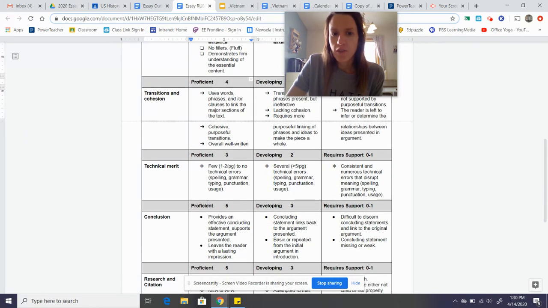Transitions and cohesion, this is more on the writing piece. So looking at, does it flow well together? Does it make sense? Does it connect? It's not just really choppy. We want to make sure that it's overall well written.